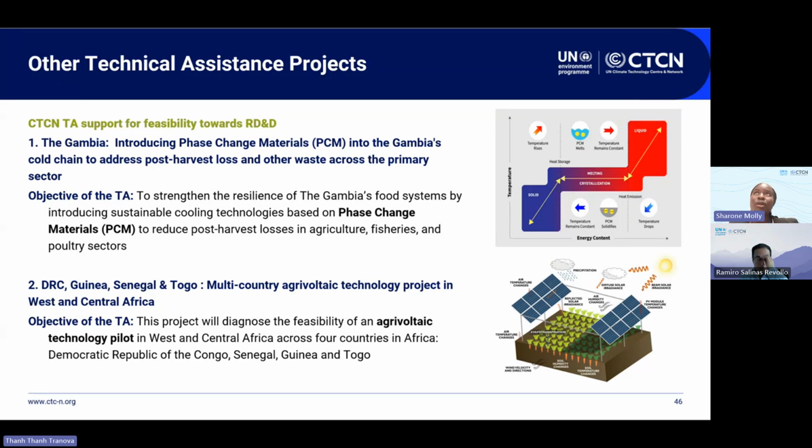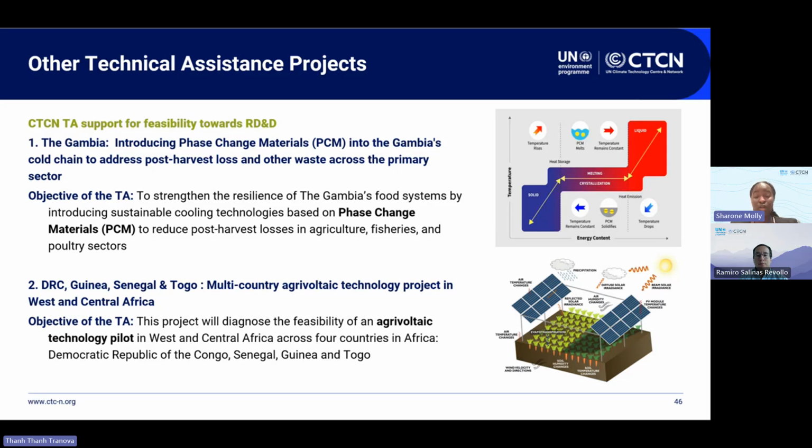And if we think about the Gambia, currently 35% of their food goes to waste. So if you're already not producing enough and wasting 35%, that's a huge percentage. And of course, because of limited cooling infrastructure, this is a major contributor.